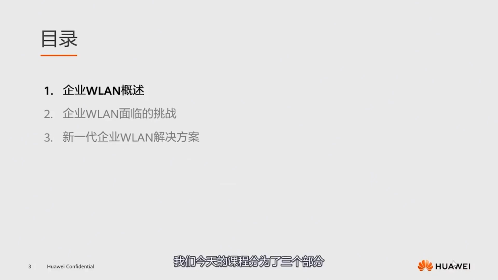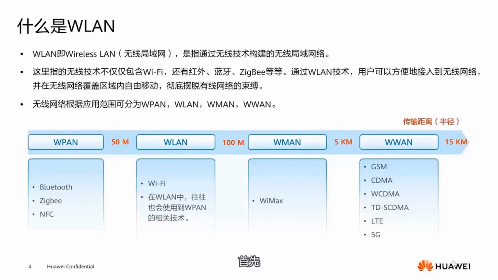Today's course is divided into 3 parts. The first part is an overview of WLAN, which includes some basic concepts. The second part deals with the challenges, discussing some of the issues WLAN faces in current networks. The third part is about solutions and what technologies we currently have to address these issues. Let's start with the first part, an overview of WLAN.